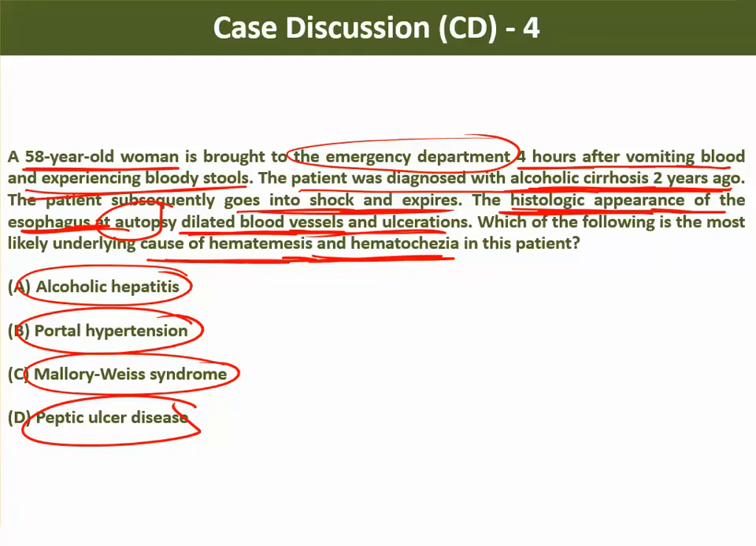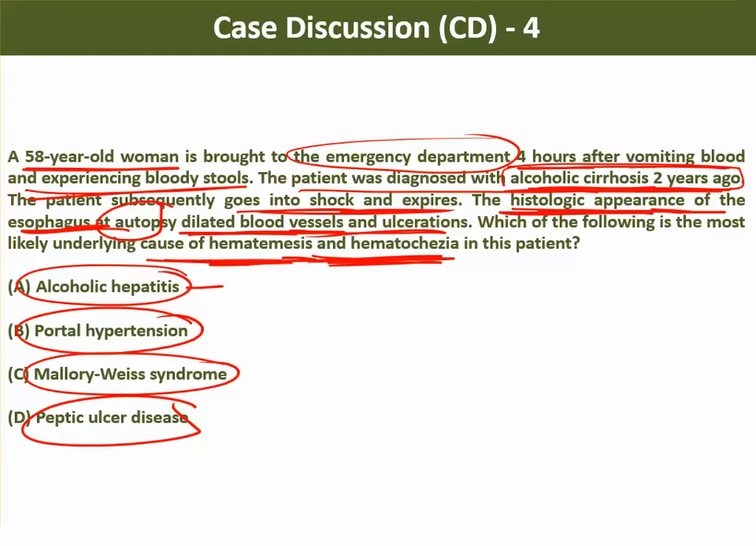So first of all, alcoholic hepatitis can cause hematemesis and hematochezia. Now they have given alcoholic cirrhosis. Okay. Alcoholic cirrhosis, if it is given, can cause hematemesis and hematochezia. It can cause bleeding, blood in the vomit as well as blood in the stools. Okay. Why are you ruling out? It is not alcoholic steatosis, alcoholic hepatitis.